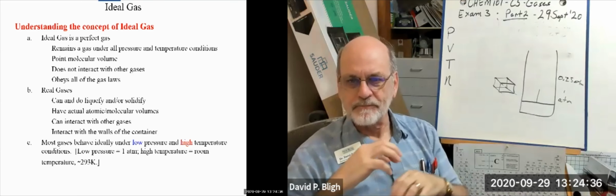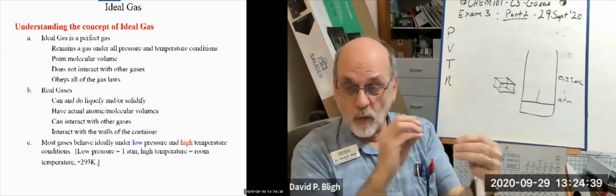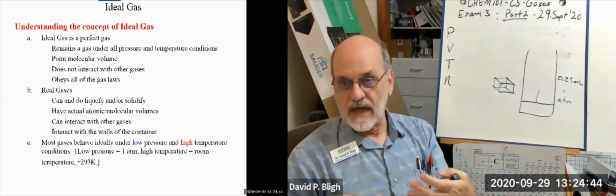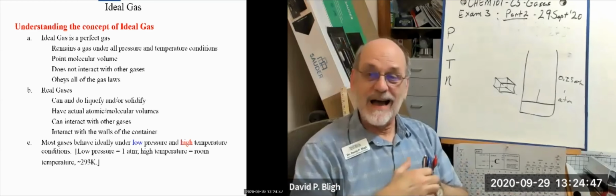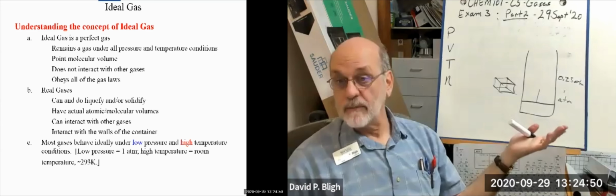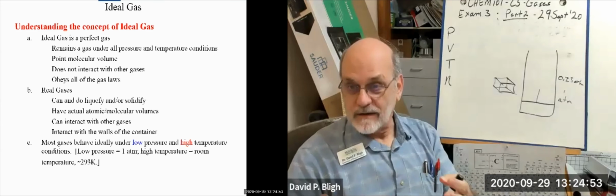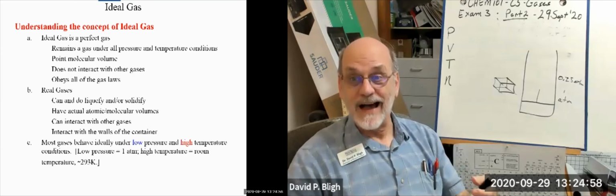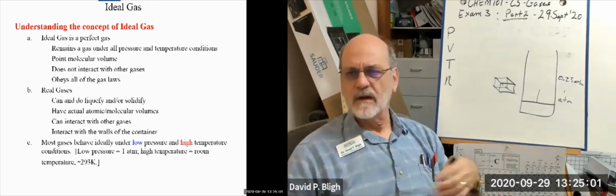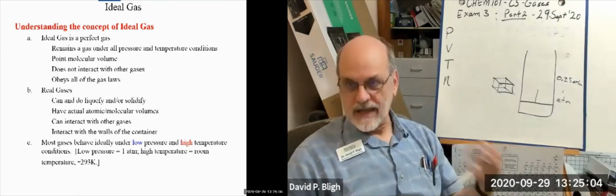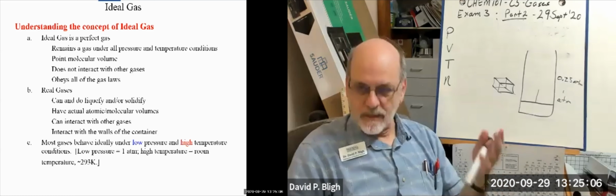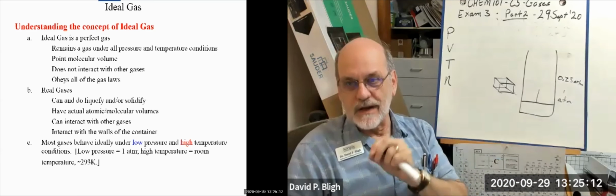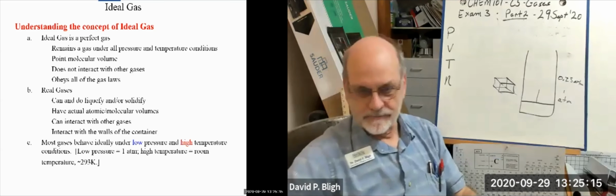High temperature means that any type of interaction that may form between molecules is overcome by the temperature of the gas. Now, what do we mean by high temperature? Room temperature, right? Relative to what? Relative to absolute 0, room temperature is very high. 20 degrees centigrade is 293 degrees Kelvin, which means high temperature. So under conditions of low pressure and high temperature, you get ideal behavior for most gases.